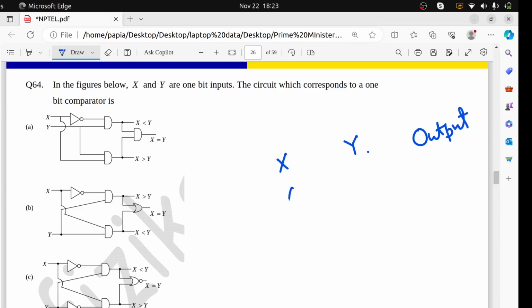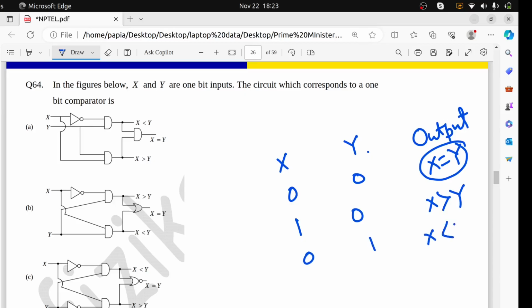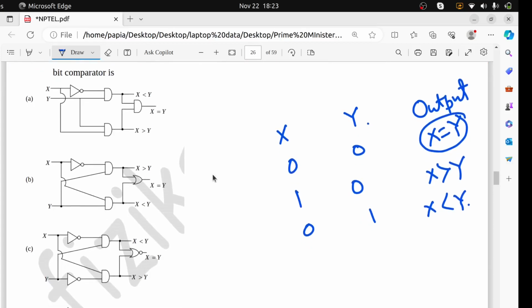So let's say I am writing here 0 0. That means the output should blow at this point. If this condition I have given, then output should blow at this condition. If this, then it should go at this. Right? This is the comparator. Now we have to choose which one is the correct option for the comparator.